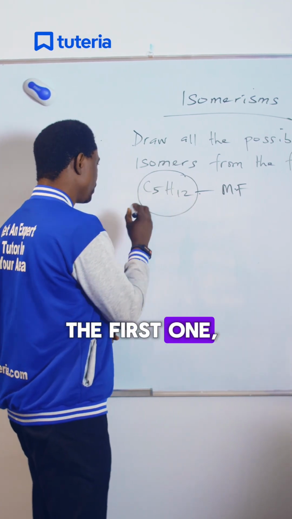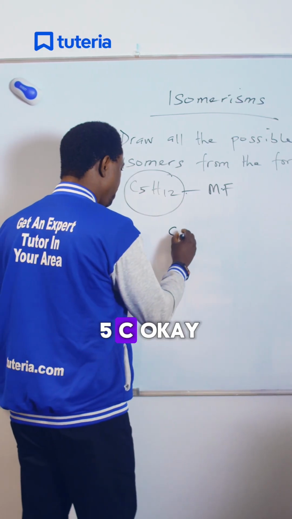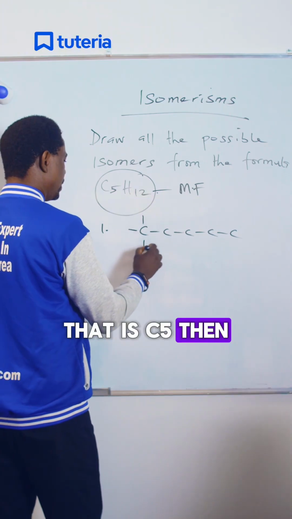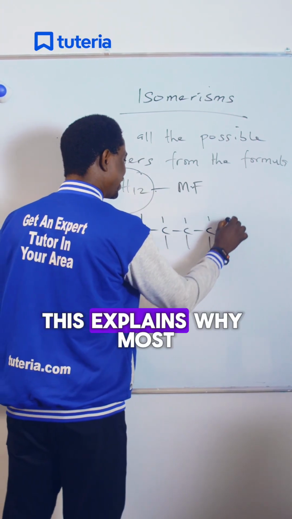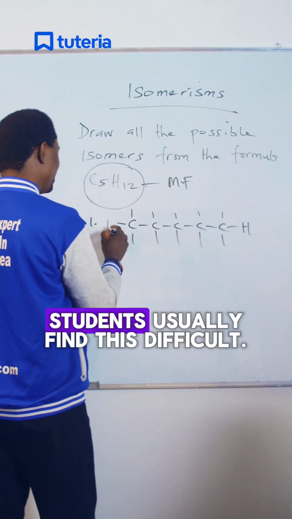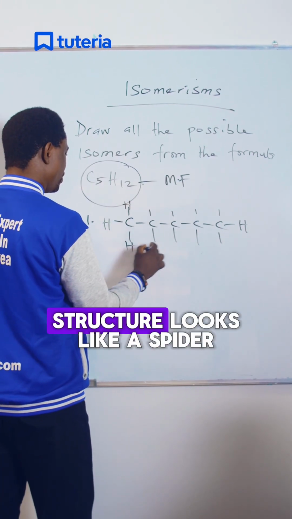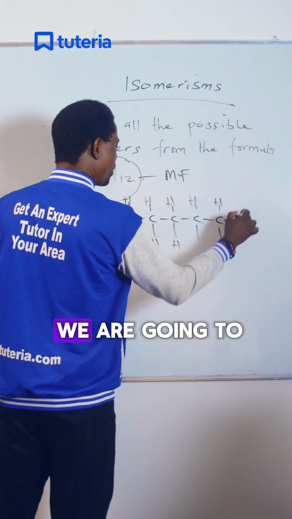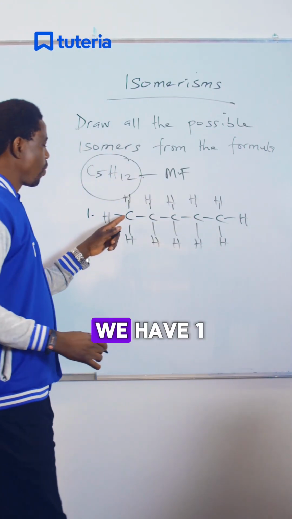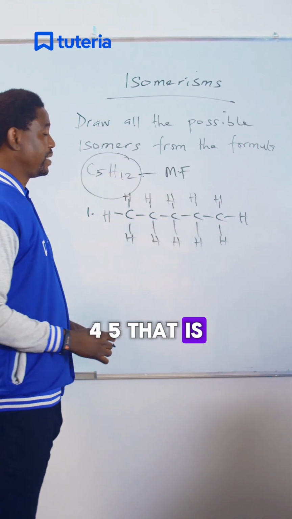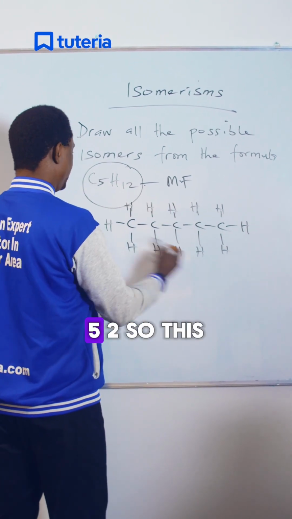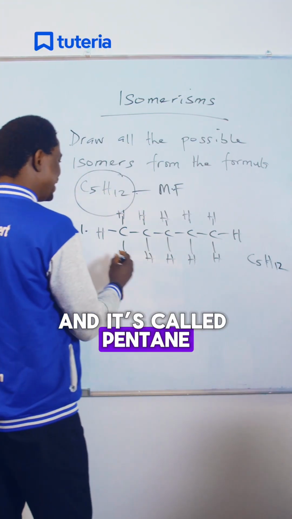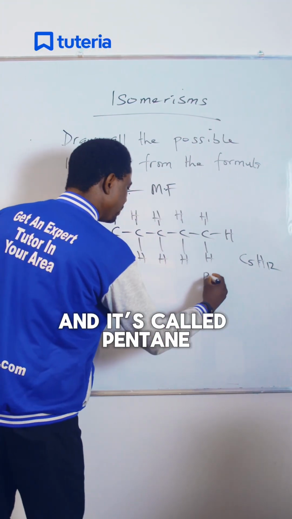The first one is going to have 5C. Okay, that is C5. Then the other bonds will be hydrogen. This explains why most students usually find this difficult. You can see the structure looks like a spider or millipede or whatever. So let's see how we are going to do this. If you count this, we have 1, 2, 3, 4, 5. That is C5, then 5, 5, 2. So this compound has C5H12 and it is called pentane.